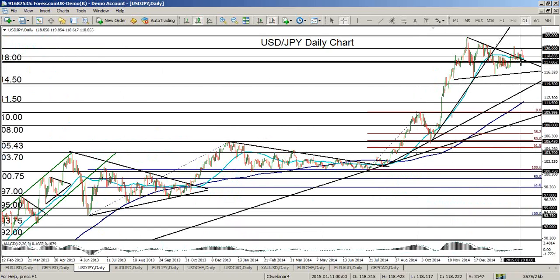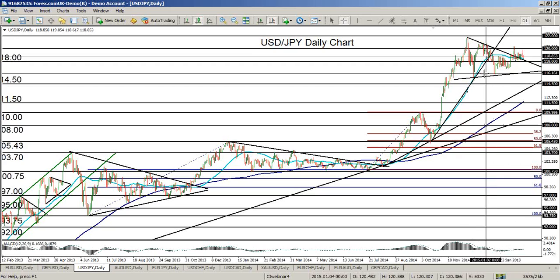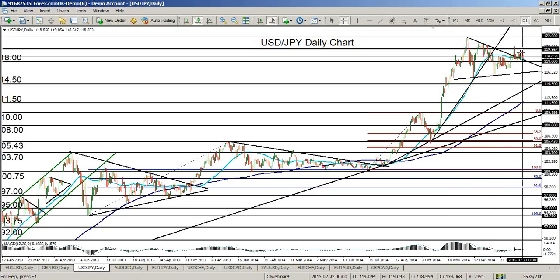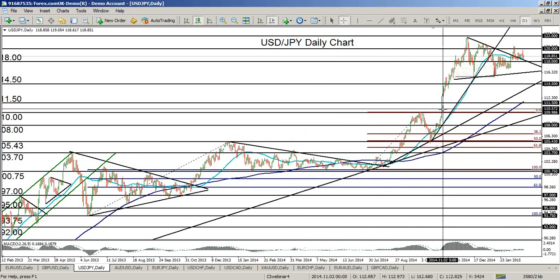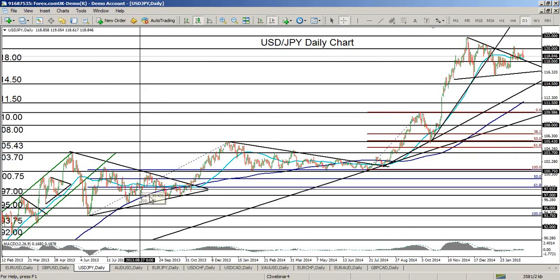Dollar yen. There was a break here of this particular triangle, but it didn't really pan out as of yet. Now this was a triangle too back here, a really long triangle. It was a big consolidation on dollar yen, and then it finally broke out and continued a lot. There's a triangle right here, too.